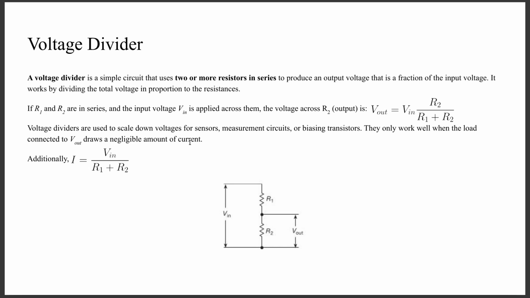Voltage dividers are used to scale down voltages for sensors, measurement circuits, or biasing transistors. They only work well when the load connected to Vout draws a negligible amount of current. Additionally, I is equal to Vin over R1 plus R2.